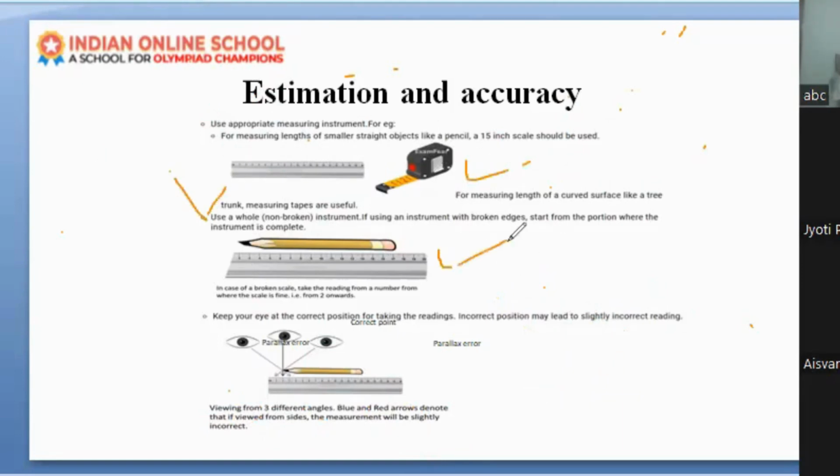Now what to do if my ruler is a broken one? Can you see in the picture? I have taken a broken ruler. In that case also we have one alternative available. What is it? If my ruler is broken, what can I do? I will start my measurement from 1 instead of 0. It is advisable to start your measurement from 1.